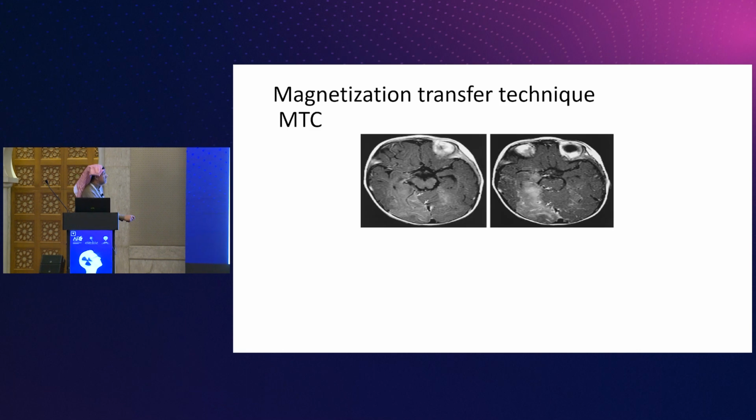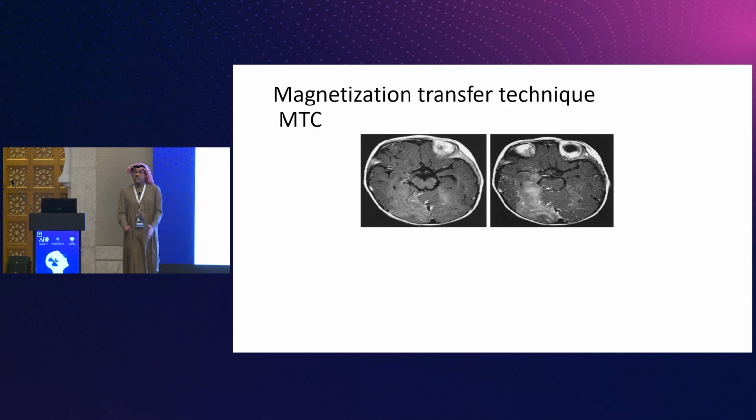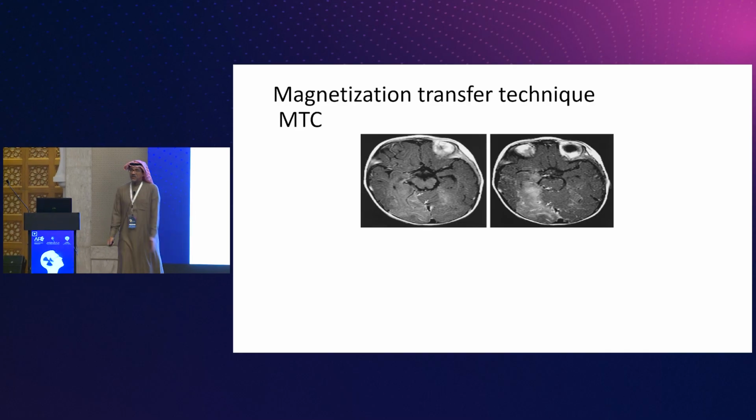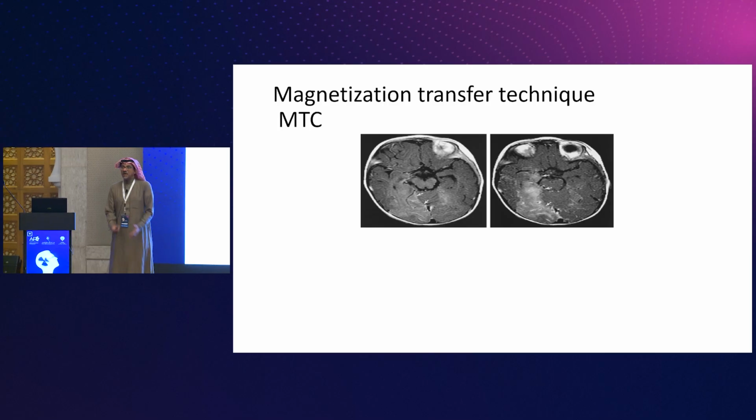So magnetization transfer, MTC. What do we use MTC for? MTC is a preset in MRA. Go to your sequences, you will see in MRA, it sits there. So when you yourself turn it on, huh?